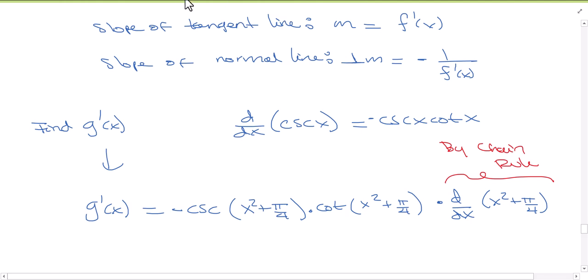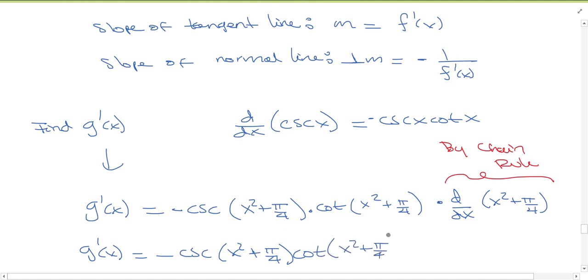So by the chain rule we get that, and so let's take the derivative. I'm going to have then g prime of x is negative cosecant of x squared plus pi over 4. This is where in my previous video I was saying be careful not to just say negative cosecant cotangent and either put nothing there or just put x. You have to leave the argument, the original thing inside the function, in there. So negative cosecant of x squared plus pi over 4 cotangent x squared plus pi over 4, and then times the derivative of the inside, which is in this case 2x.